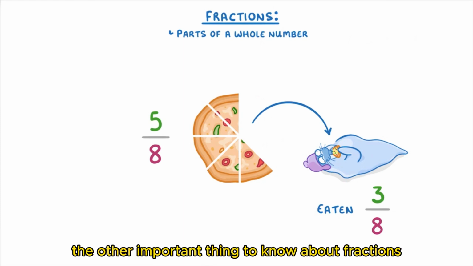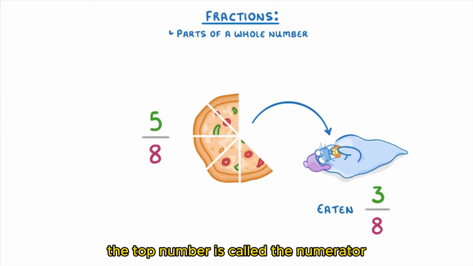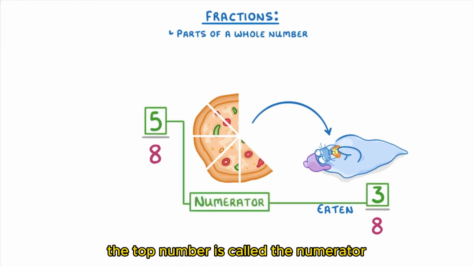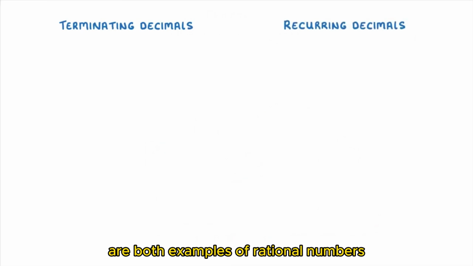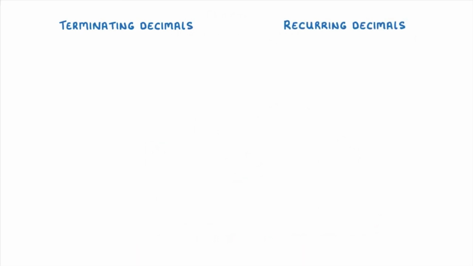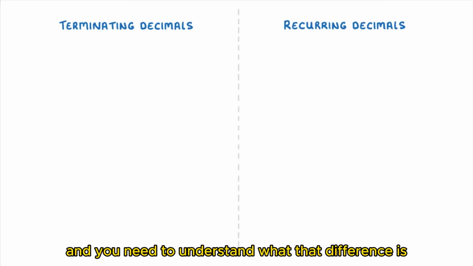The other important thing to know about fractions is that we have special names for these two numbers. The top number is called the numerator, and the bottom one is the denominator. Now, terminating and recurring decimals are both examples of rational numbers, but they are two different things, and you need to understand what that difference is.